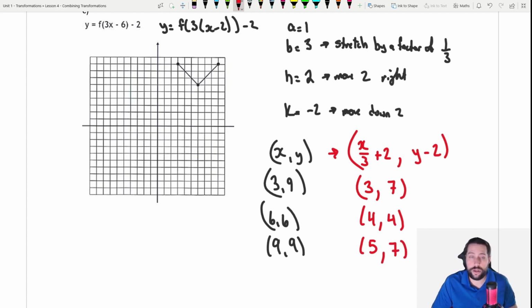Okay, so the points will be plotted just like this. And then we can go ahead and create the graph. And that's it. Okay, so this is y is equal to f of 3x minus 6 minus 2.